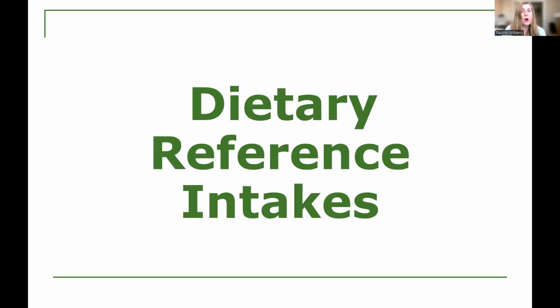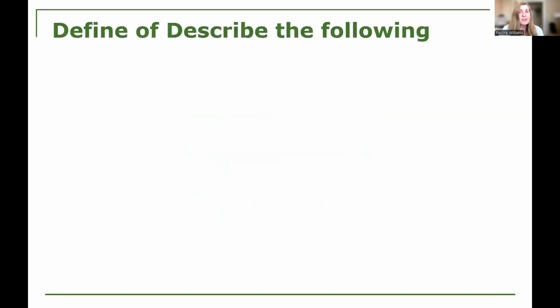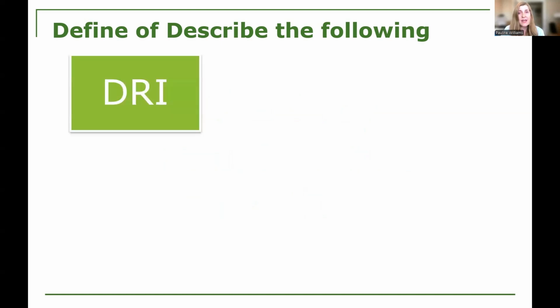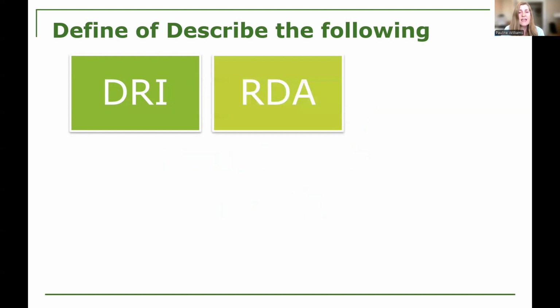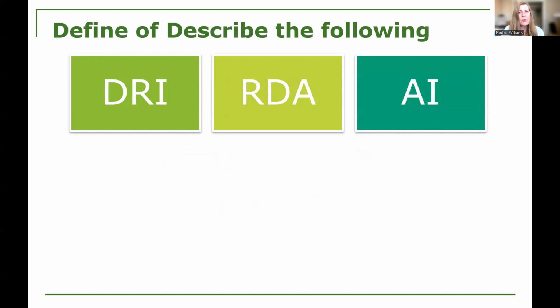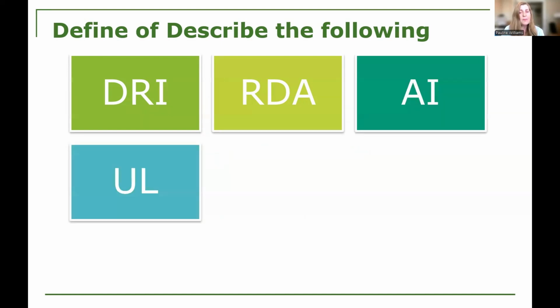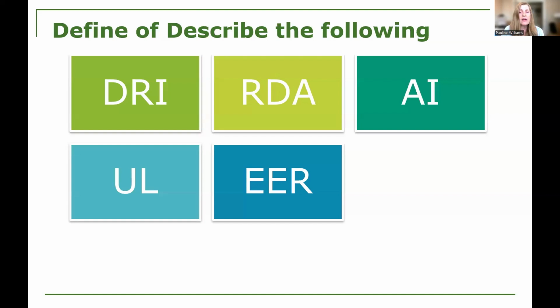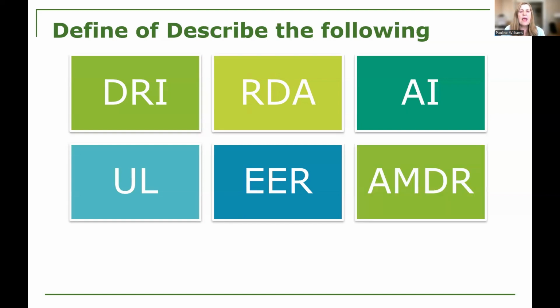In today's video, we are going to be discussing dietary reference intakes. After today's video, you will be able to define and describe a whole list of acronyms that help people know how much of a nutrient they should consume. These include DRI, or Dietary Reference Intake, RDA, or Recommended Dietary Allowances, AI, or Adequate Intake, UL, Upper Limit, EER, Estimated Energy Requirements, and AMDR, Acceptable Macronutrient Distribution Ranges.